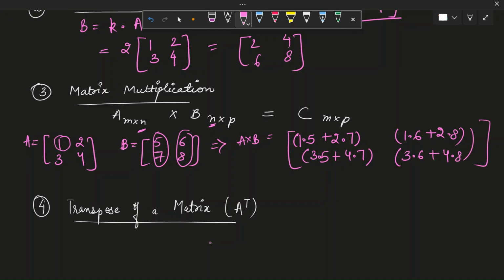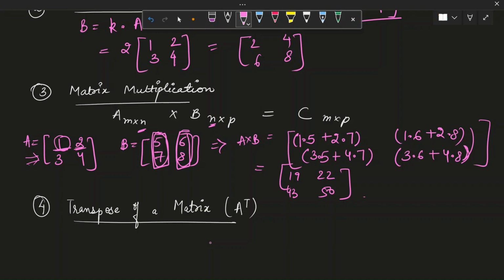This is what is actually happening in matrix multiplication. The first element of the row is multiplied with the first column. The second element in the row is multiplied with the second column. Then the same thing happens with the next rows. So the output will be 19, 22, 43 and 50.